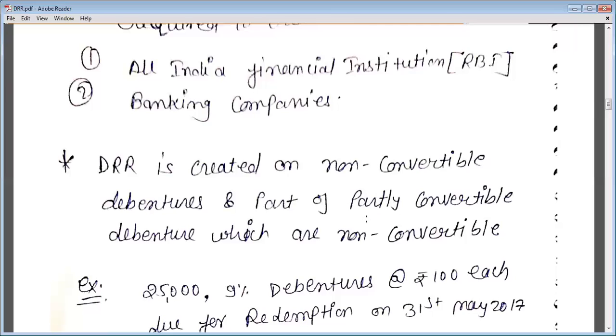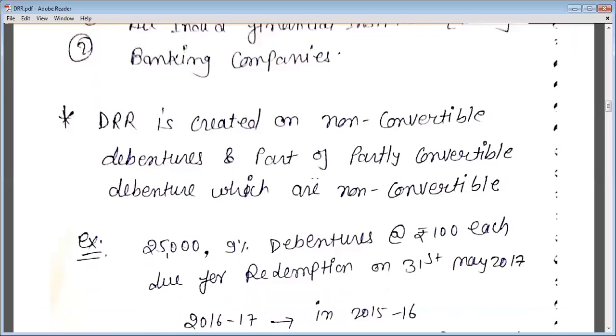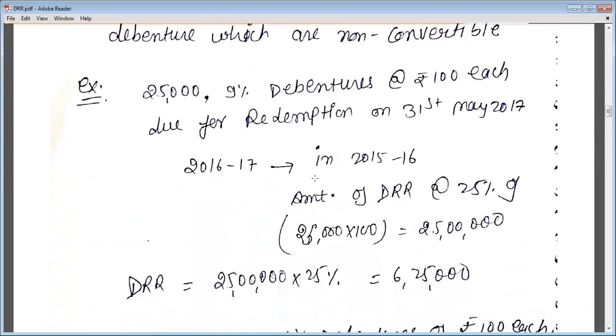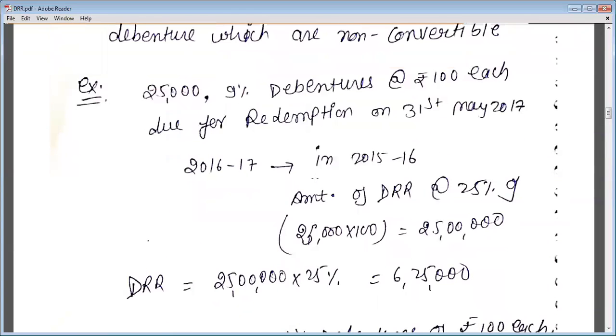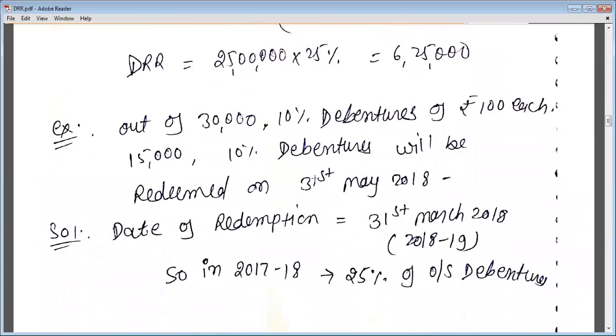So the part which is not convertible, on which you have to create DRR, and that part which is convertible, on that part you have not to create DRR. Okay. So these are the rules of DRR. Now let's see with another example.